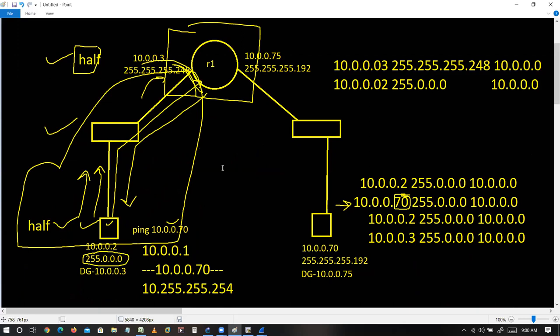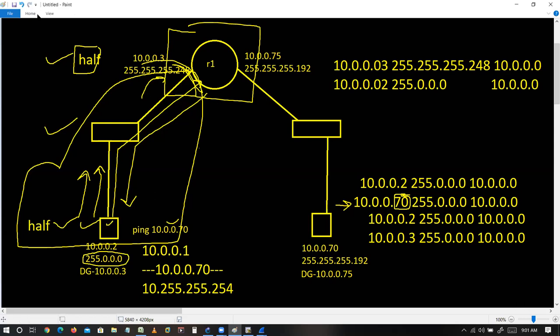Again, same thing. Whenever a PC will check the condition, it will check this AND operation. If it belongs to the same network, it will send the packet out to the same PC. If not, it will send the packet out to the default gateway. Like this, it will always do. It will always check this condition. Always. Even a router, everyone checks these conditions. Now it's clear? Okay.